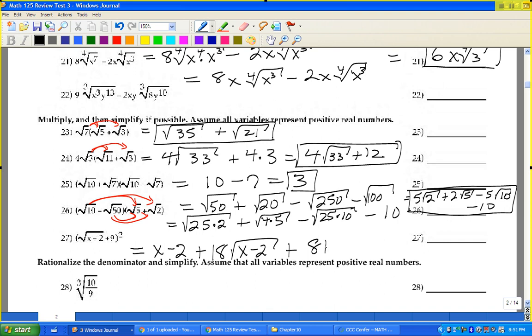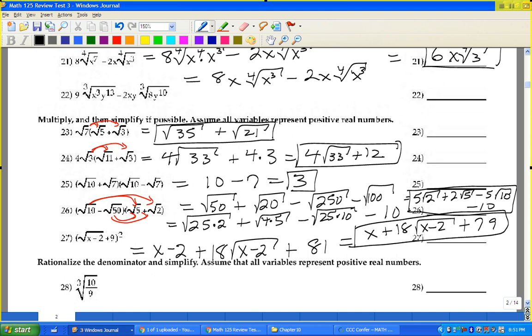And so you get x plus 81 minus 2. 81 minus 2 is 79. Well, let me just write this. Plus 18 rad x minus 2. 81 minus 2 is 79. So plus 79. And that is your answer.